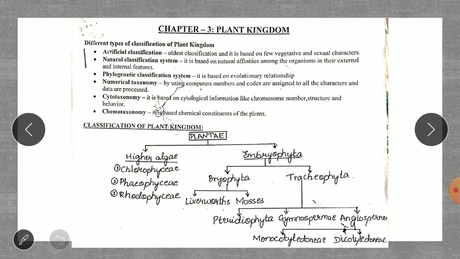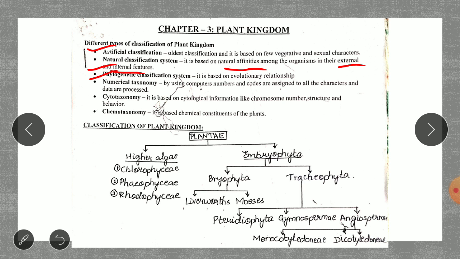So just a summary here. Which are the different types of classification? This will also be your notes. First is the artificial classification. It is the oldest classification and it is based on a few vegetative and sexual characters. Natural classification system is based on natural affinities among the organisms and of the organisms in their external and internal features. In the natural system, both the external and the internal features were considered.